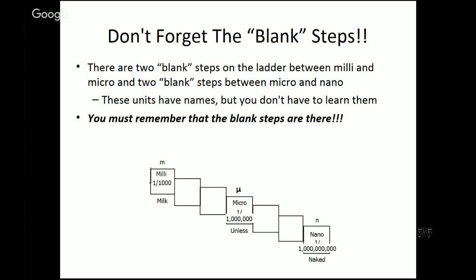All right, this slide is just there to remind you not to forget those blank steps between milli and micro and nano. If you forget those steps are there, you're not going to convert correctly. You're not going to move your decimal point the correct number of places.